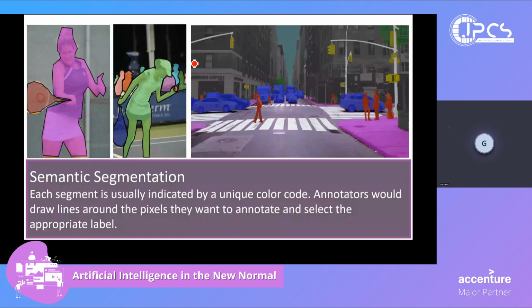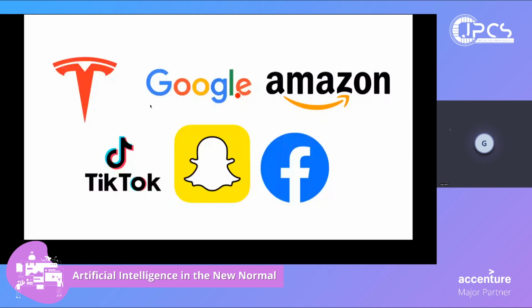For example, right here, the blue item is identified as car. The red ones are identified as person. The traffic lights are identified as traffic lights. So this one's yellow, this one's red, and this one's green. So basically, it's a much more precise way of annotating objects. Now, in Kawili AI, we actually do the same thing. And there are a lot of companies who do this as well. Like Tesla is using annotation and training their AI model for their self-driving car.